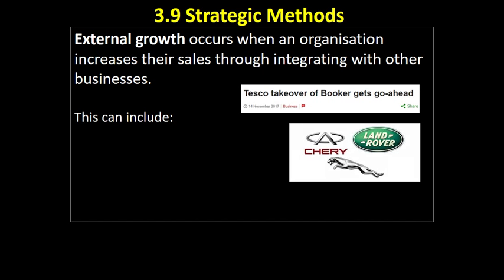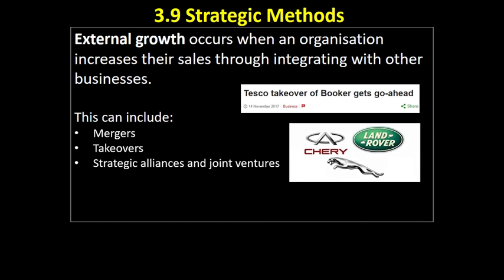External growth, on the other hand, is when an organisation increases their sales through integrating with other businesses. This might include a merger where the businesses agree to come together, a takeover where maybe one party doesn't particularly want to be taken over, or it could be a strategic alliance, a joint venture where businesses agree to come together for a particular purpose.